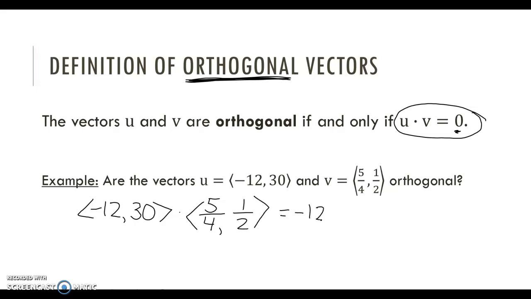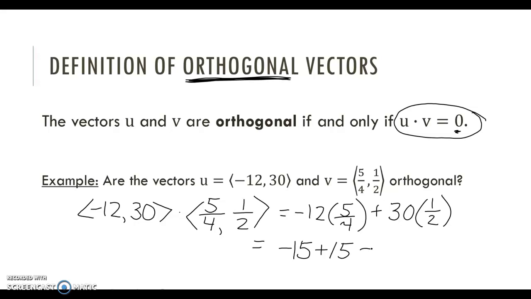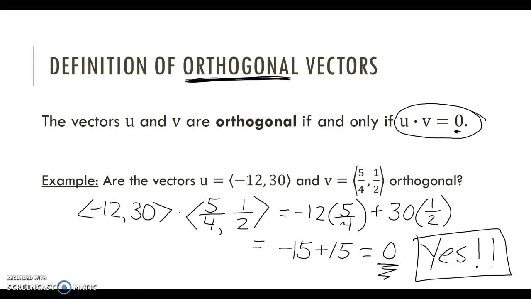That would be negative 12 times 5/4 plus 30 times 1/2. Negative 12 times 5/4 is negative 15. And 30 times 1/2 is 15. Negative 15 plus 15 is 0. Since I got a dot product of 0, yes, these vectors are orthogonal, or yes, they are perpendicular to each other. And that is it for section 6.4.